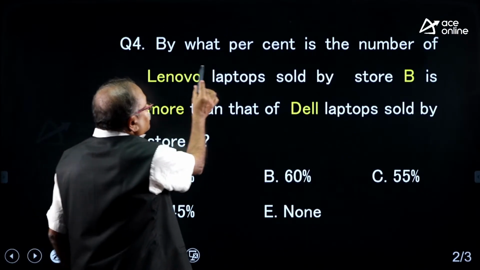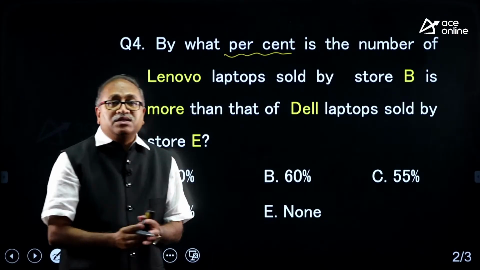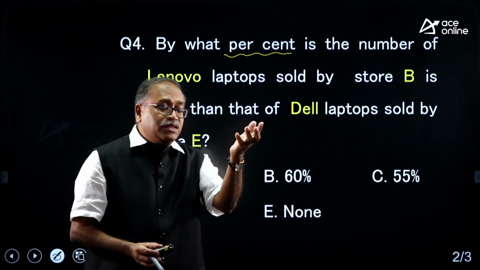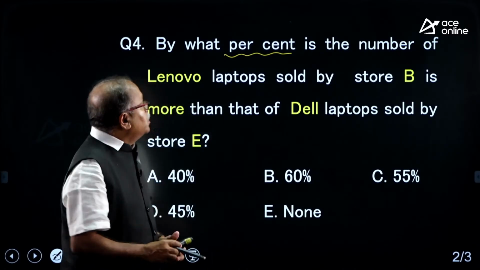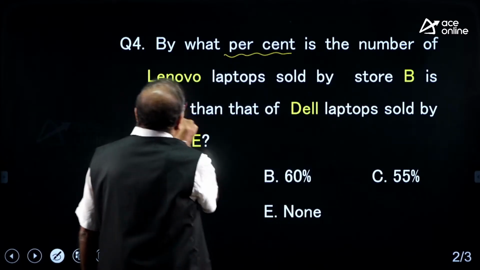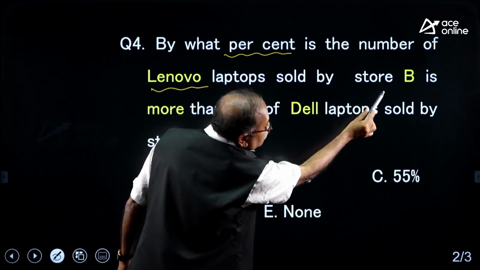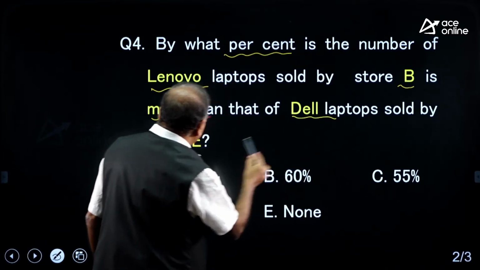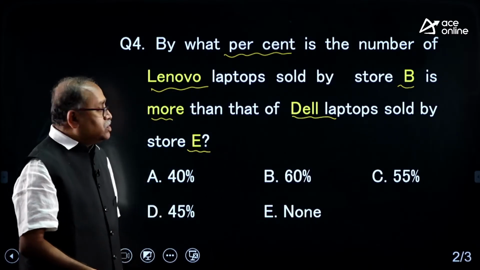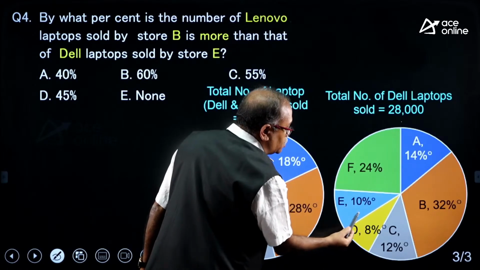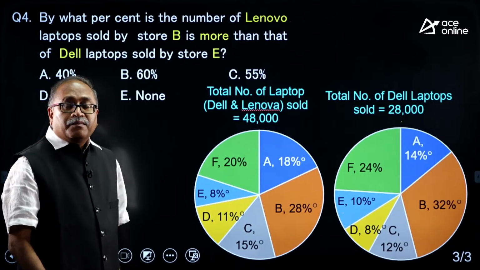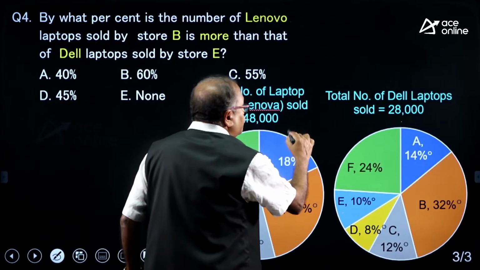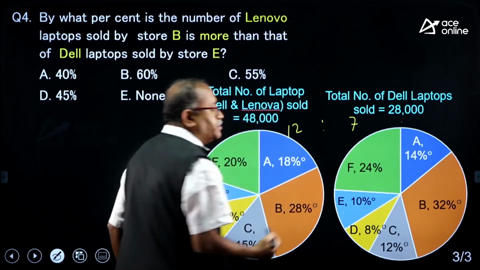What is this question? By what percentage? Look at this. When it is asked the percentage, I can work it out with that base 12:7 ratio, because they are asking the percentage, not the value. So, by what percentage the number of Lenovo laptops sold by store B is more than the Dell laptops sold by store E. The Dell laptop I will directly get sold by E over here. But as I said, by what percentage more, so I will go with the ratio of this. So we notice that this is 12:7 ratio.